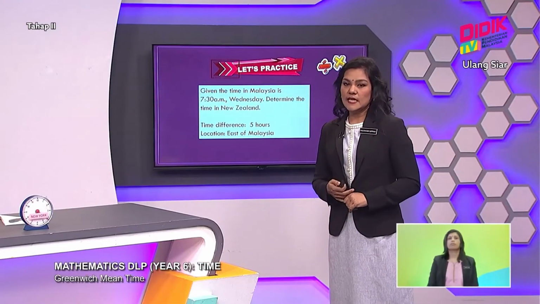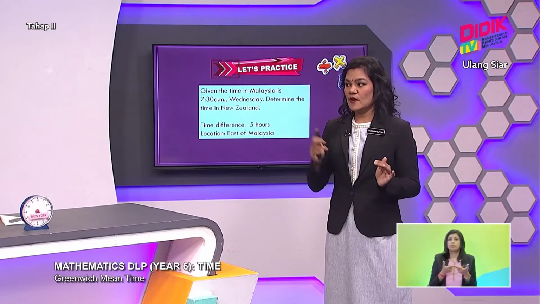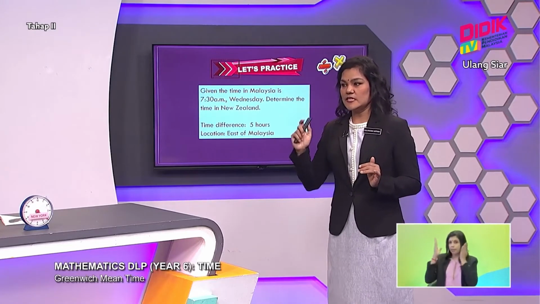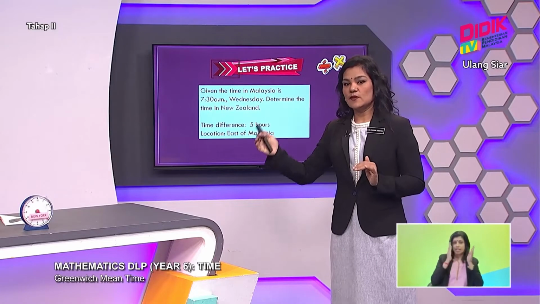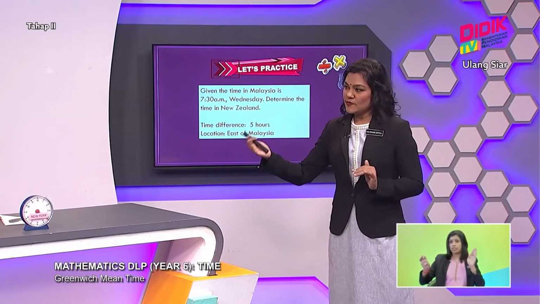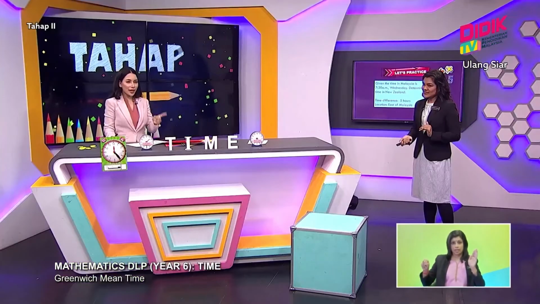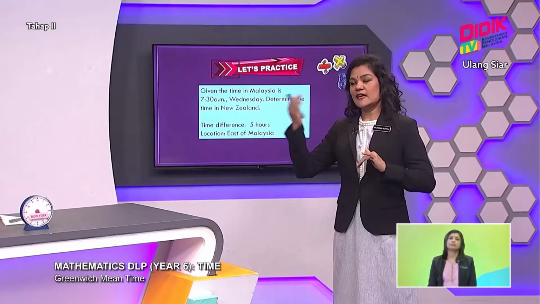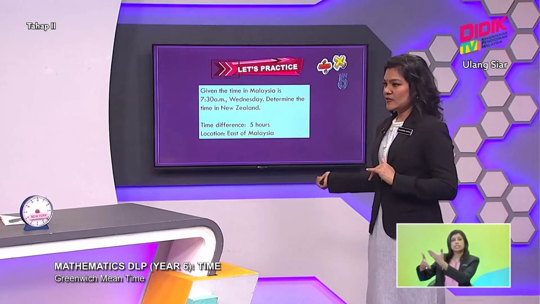Okay, the location: the seeking country is New Zealand, so it is located on the east of Malaysia. So if east, what must we do? You have to add the time difference. Always, a country on the east side is earlier, the time is ahead.